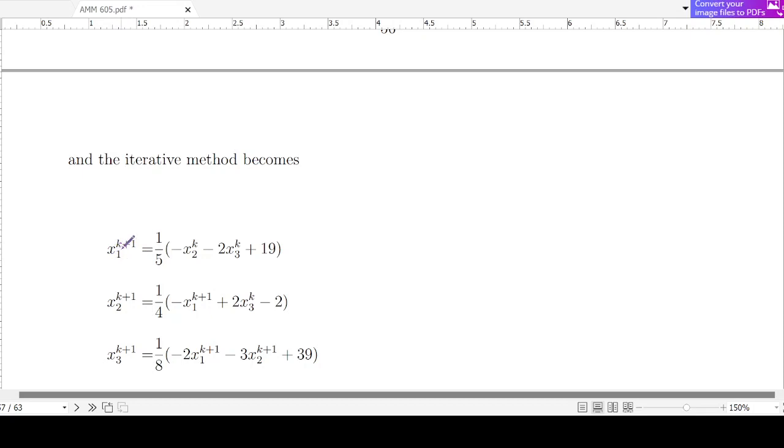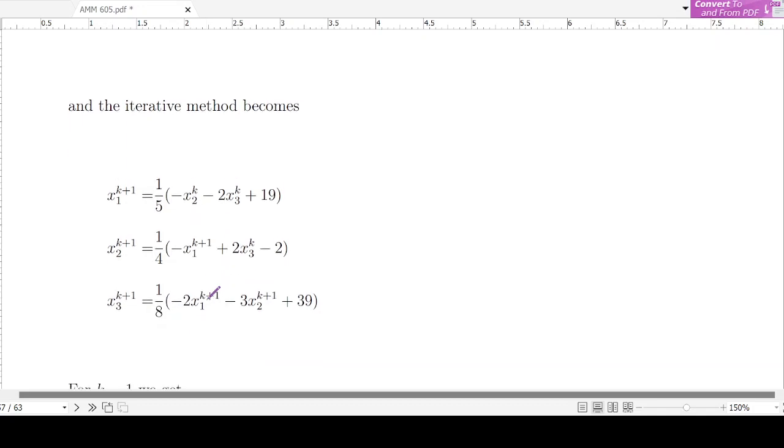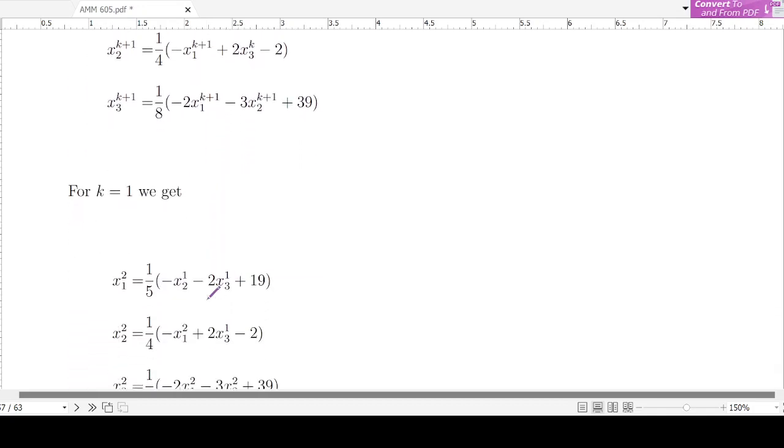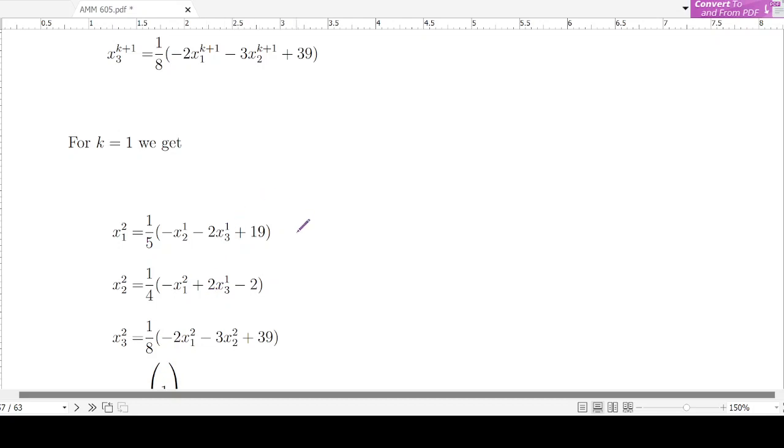So x1 k plus 1 will be 1 over 5, minus x2k minus 2x3k plus 19. In the second equation, we see that x1 is computed in the current iteration here, so we use that updated value. And in the third equation, for x2 and x1, we use the values that we have obtained from the first and the second equation. So we start with an initial approximation 1, 0, 0.